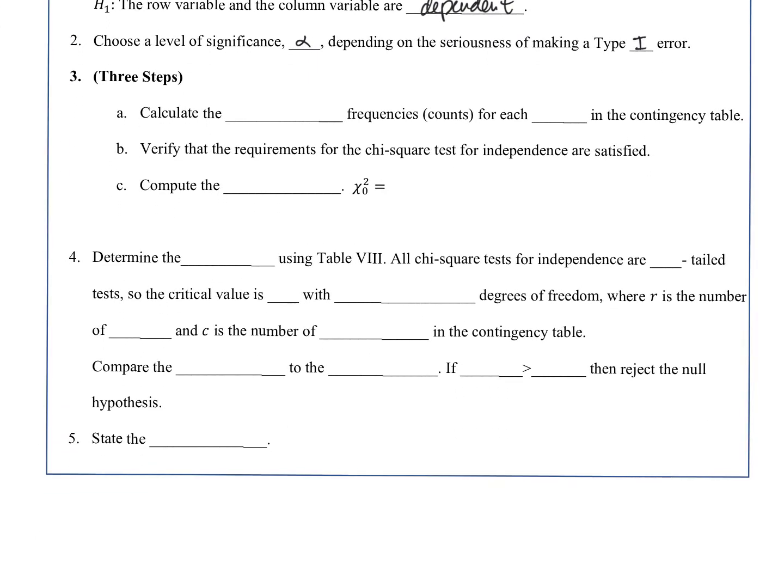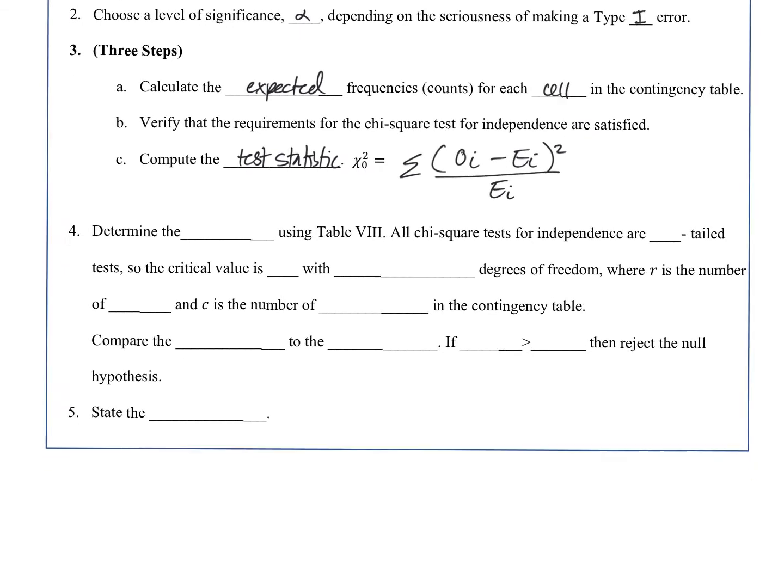And then for step 3, there are 3 parts. A, you're going to calculate the expected frequencies for each cell in the contingency table. B, verify that the requirements for the chi-square test of independence are satisfied. Pretty much just check that they're greater than 5. And if any of them are less than 5, only 20% can be less than 5. C, then you're going to compute the test statistic, which we've seen before. Chi naught squared is going to be the sum of the observed minus the expected squared divided by the expected.